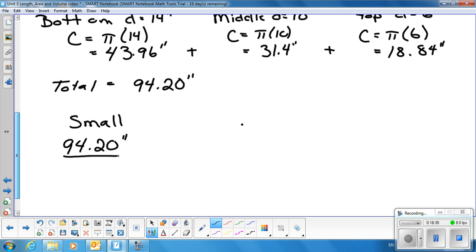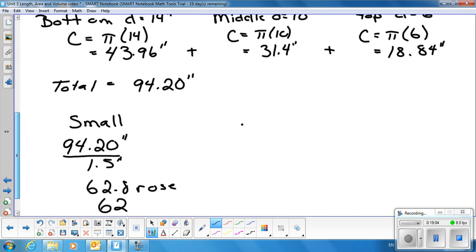We want to divide that by the 1.5 inch per rose. So we need 94.2 roses. Sorry, that's not right. I didn't divide that. We need 62.8 roses. We can't have 0.8 of a rose, and so really we need 62. We don't want to try and squish in the roses.